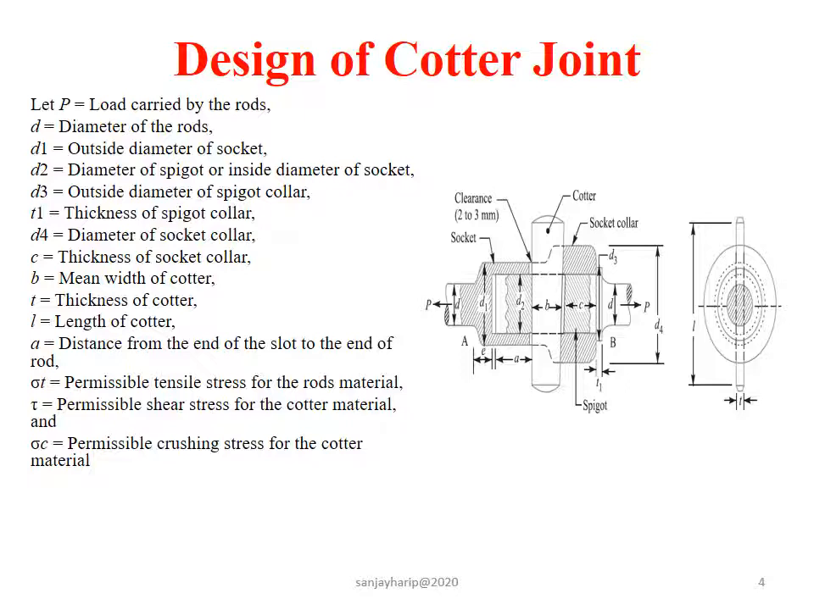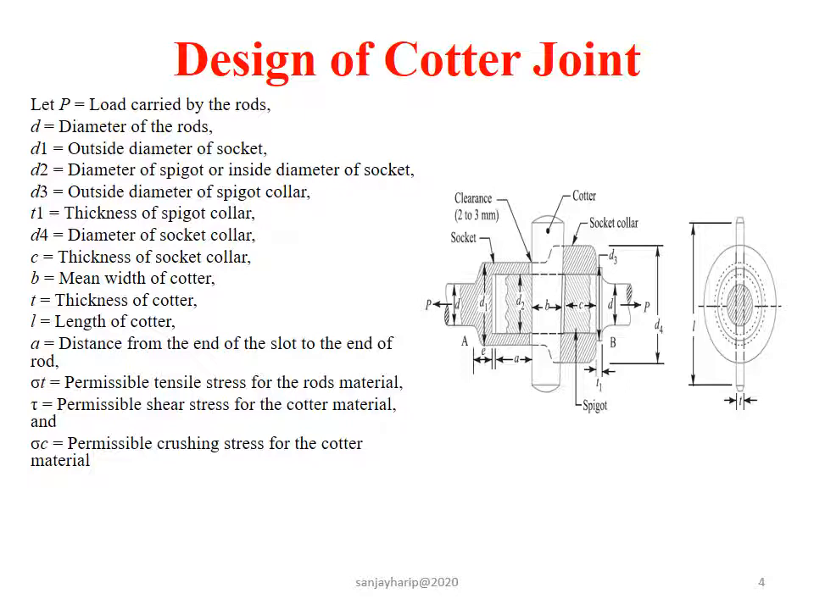P is the load carried by the rods. D, that is diameter of rod. D1, outside diameter of socket. D2, diameter of spigot, or we can call that inside diameter of socket. D3, that is outside diameter of spigot collar. T1, it's a thickness of spigot collar. D4, diameter of socket collar.